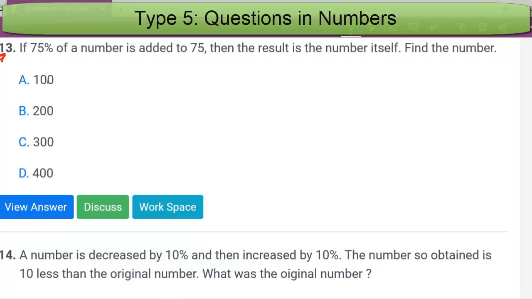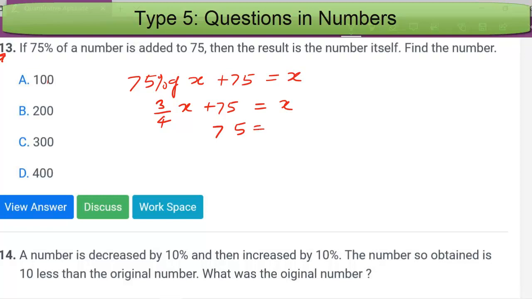So 75% of any number, say x, if it is added to 75, then you will get x. I can also write it this way: 3 by 4, because 75% is 3 by 4, so 3 by 4 x plus 75 is equal to x. So I can write 75 is equal to x minus 3 by 4 x, which is basically 1 by 4 x. So the value of x can be written as 75 into 4. So basically this is 300. So answer is C here.